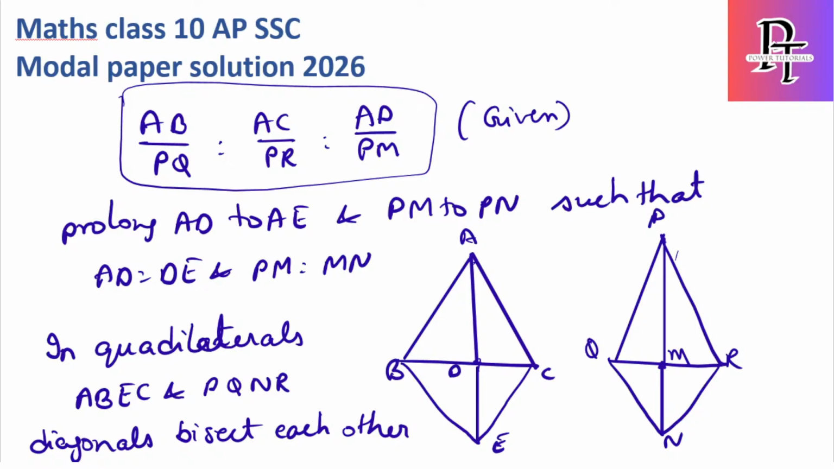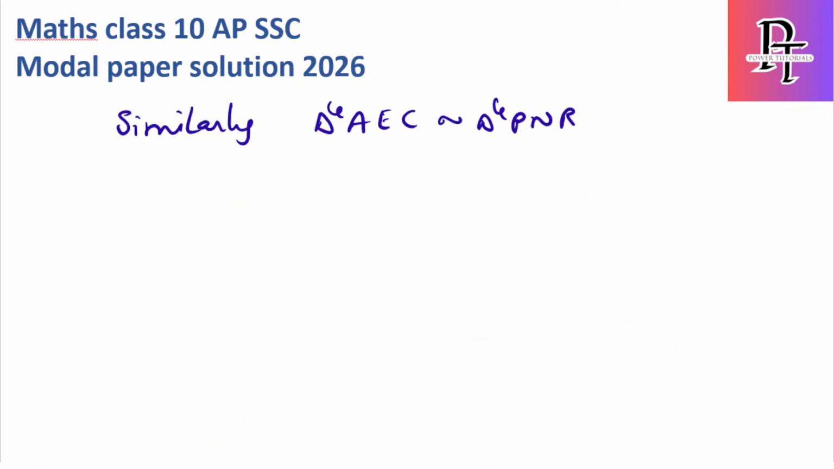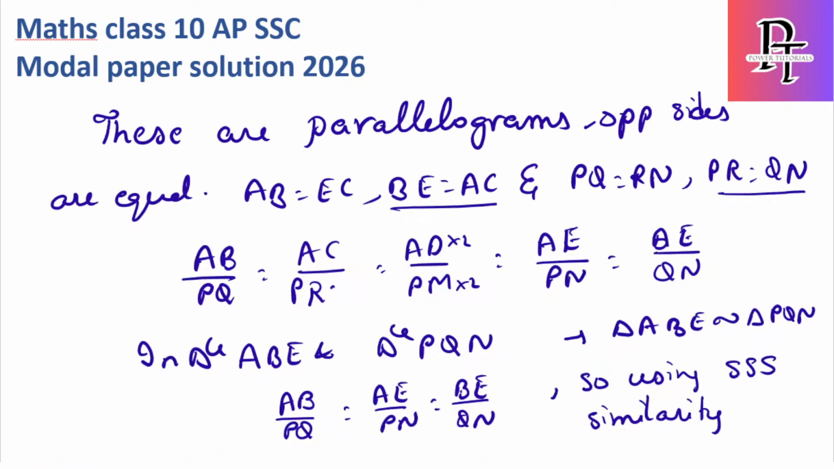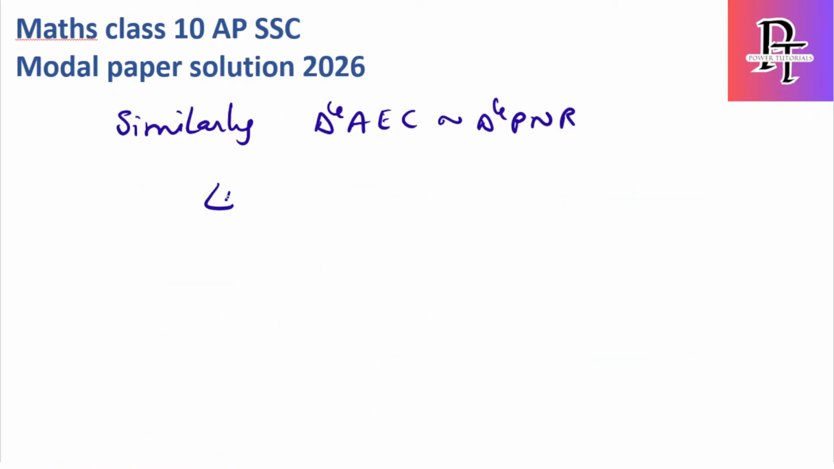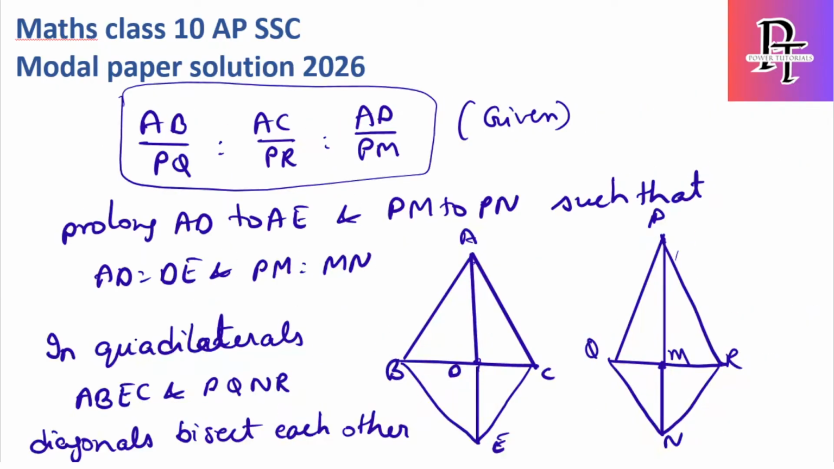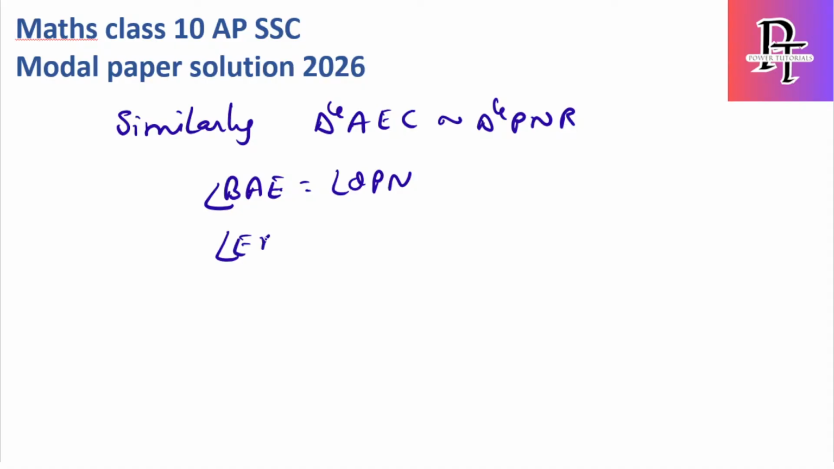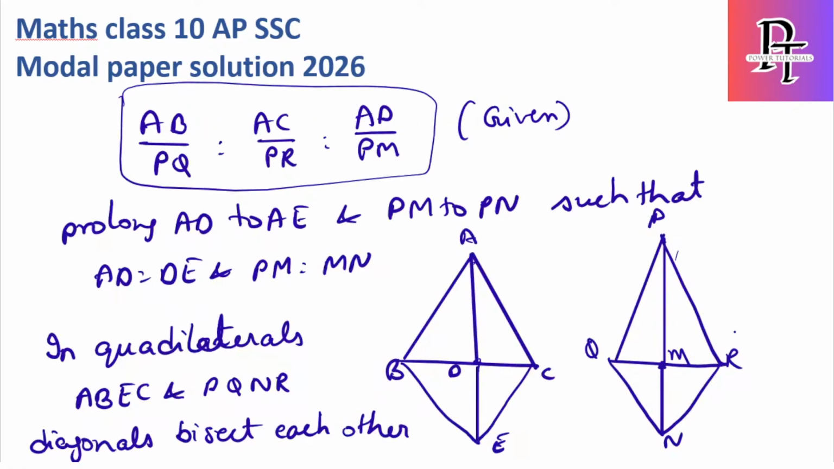So first I will write the second point. If these two triangles are similar, then angle BAE is equal to angle QPN, same as angle EAC is equal to angle NPR.